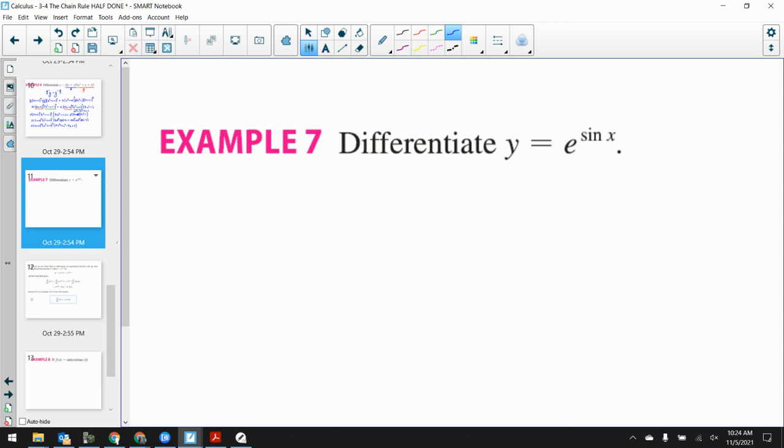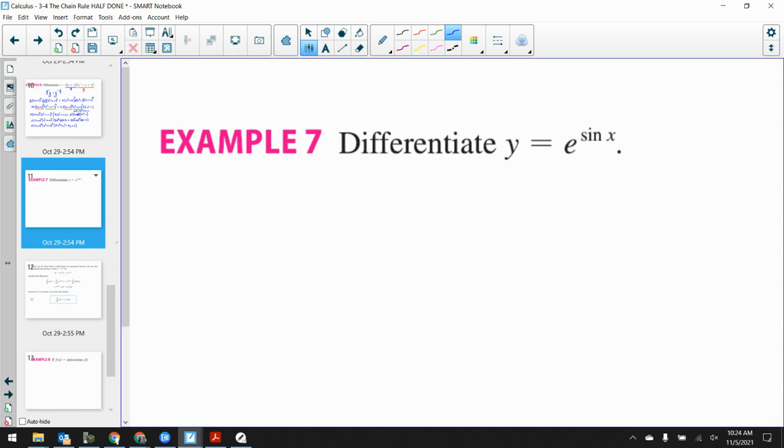Let's take a look at this next one. Differentiate y is equal to e times e to the sine of x. This one requires a lot less work. Now, do you see how I have to use the chain rule? I've got sine of x within e to the x, right? Within e to the something. So I've got two functions going on. I've got the e and then the sine x.